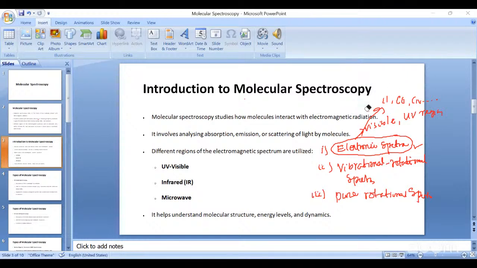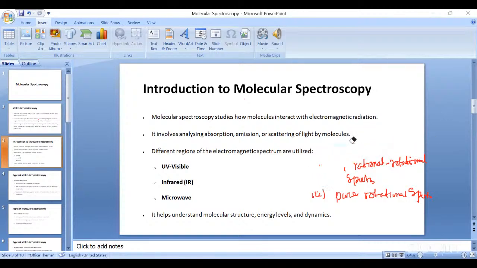Next we will move to another type of spectra, the vibrational rotation spectra. Molecular spectra are broadly divided into three types: electronic spectra, vibrational rotation spectra, and pure rotational spectra. Next, we will discuss the vibrational rotational spectra.